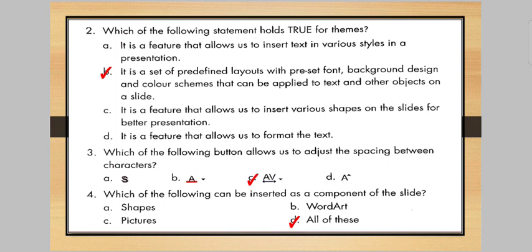Next: which of the following buttons allows us to adjust the spacing between characters? Option number 3 is the correct answer. We use this button to adjust the spacing between characters. Number 4: which of the following can be inserted as components of a slide? Shapes, pictures, word art. So option D, all of these, is the correct answer. These are the tick marks from this chapter.